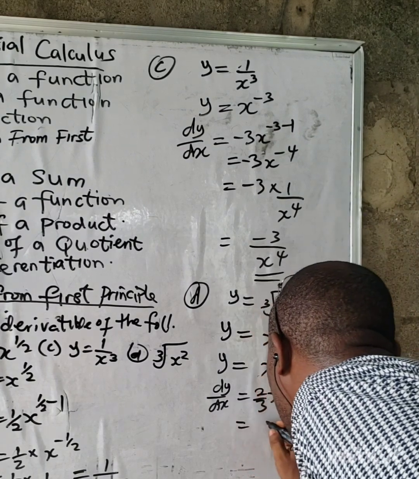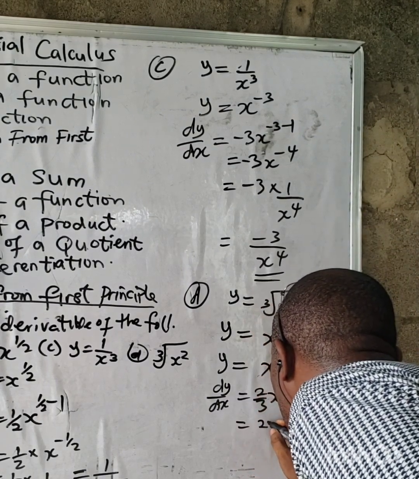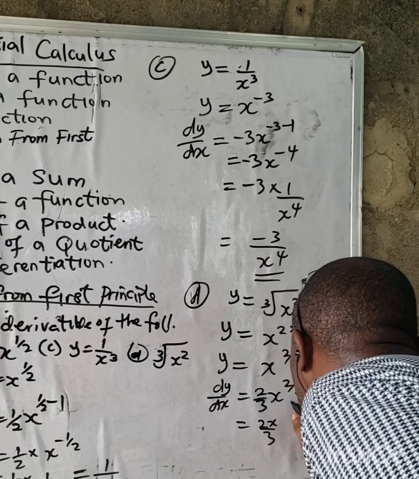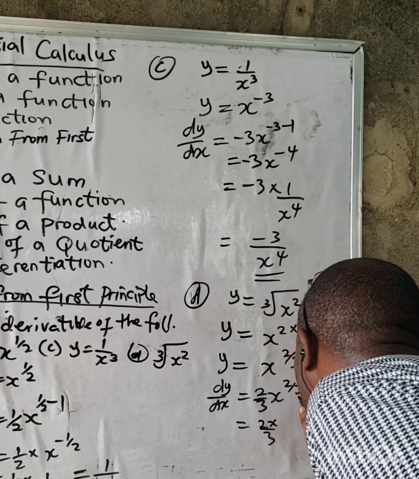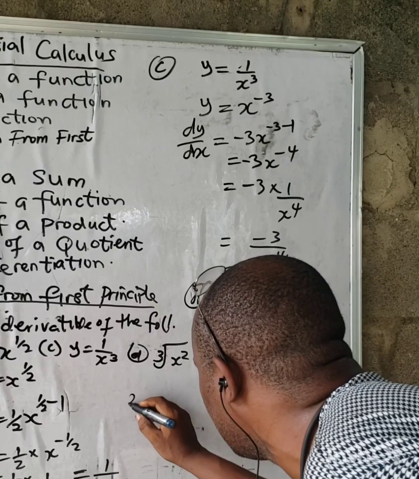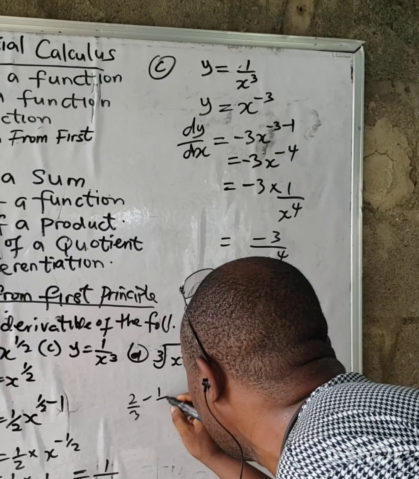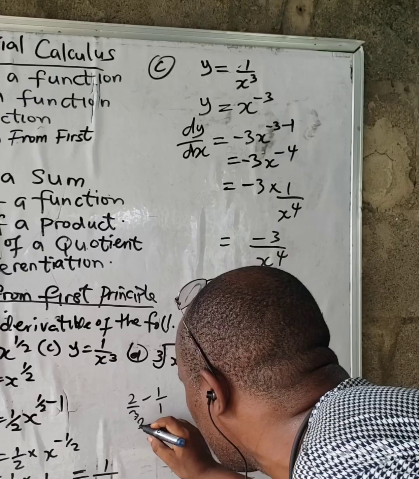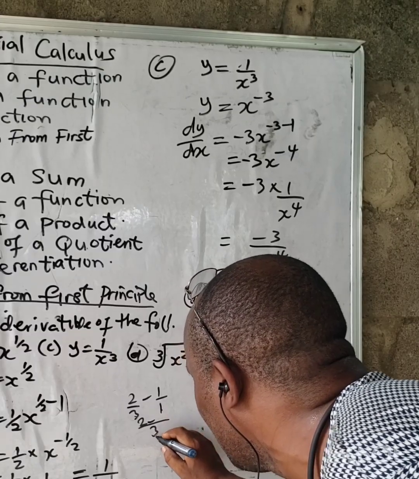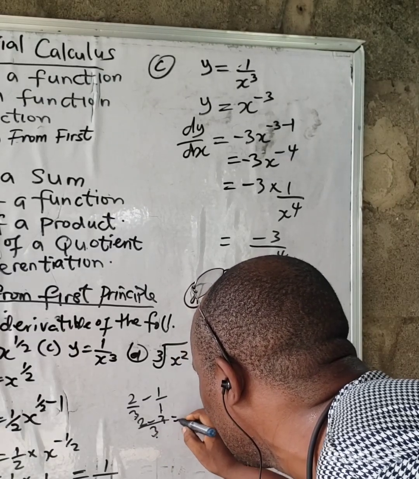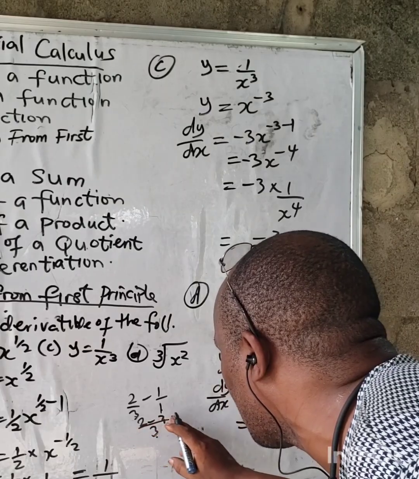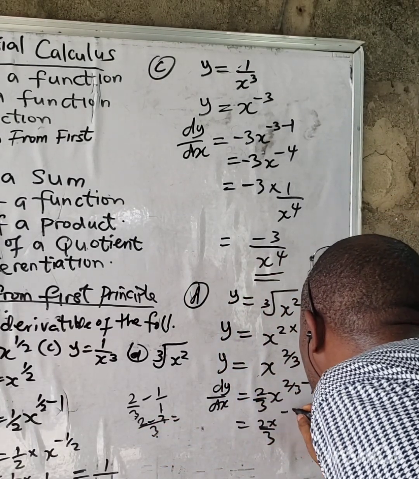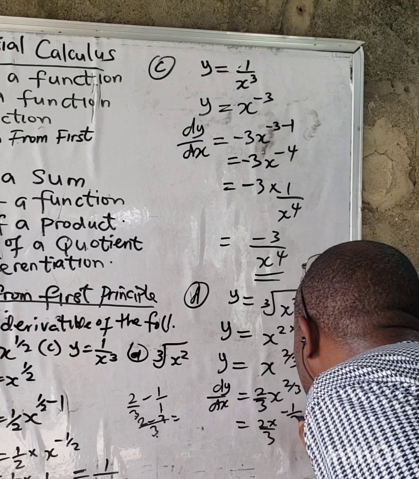dy/ds will become 2s all over 3 raised to power what? 2 all over 3 minus 1. How do we do that? 2 all over 3 minus 1, LCM 3. 1 times 2, 2; minus 1 in 3, 1 times 3, 3. It means 2 minus 3, that is minus 1 all over 3.